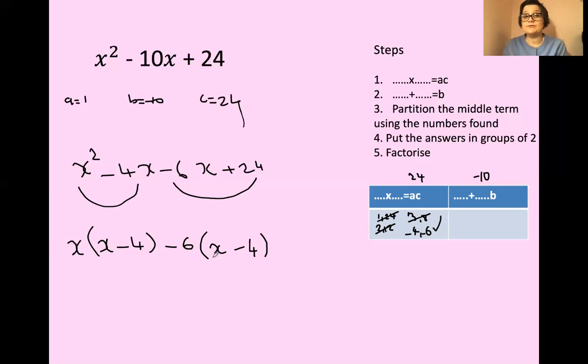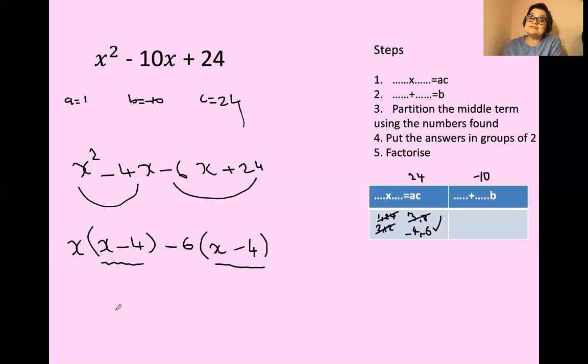Or if you by accident put x plus 4, then you do the expansion in your head and think, is this correct? And then change it if it's not correct. And another reason is, can you see this term here? x minus 4. I need another x minus 4 to be able to factorize again. So that is another reason that I need the x minus 4 on this side.